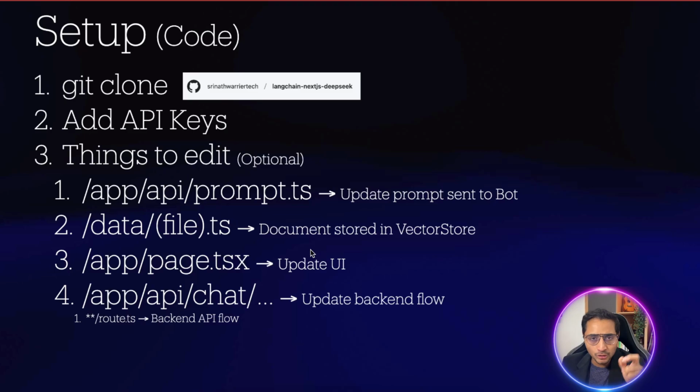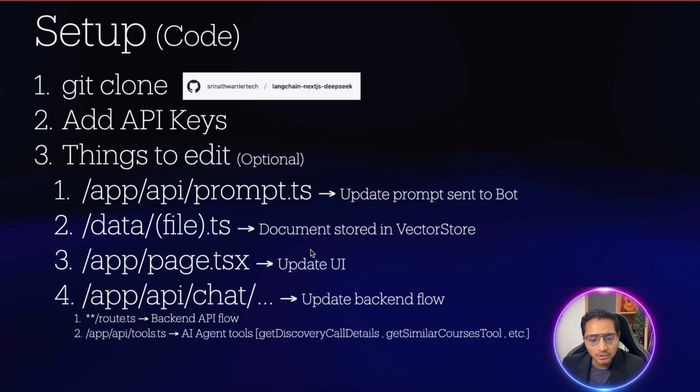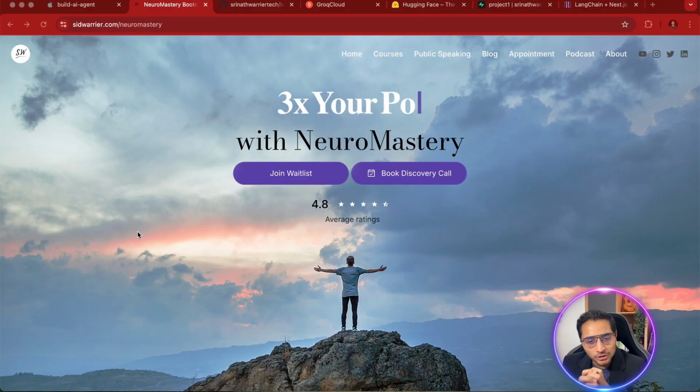Here you can update the root.ts for each of the 5 chatbots to update the backend API flow, or the app API tools.ts, which is basically where all the AI agents are available. You can add AI agents or update the existing tools which are available. So this is the neuroscience website called Neuromastery Bootcamp, for which I am building an AI agent bot.